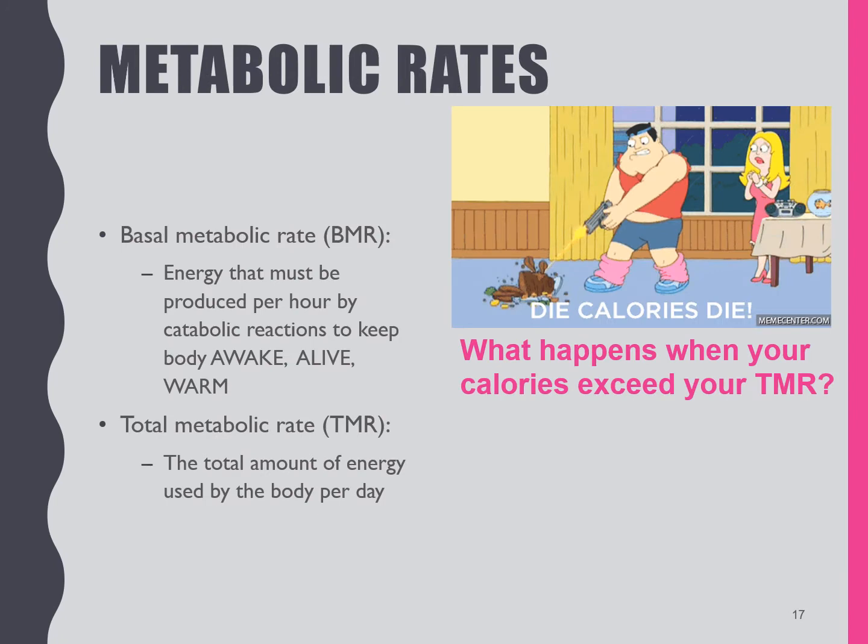I am about to demystify everything about dieting that you would ever want to know. So, two things. One, basal metabolic rate. Basal metabolic rate is the energy that your body needs to just be awake and alive and breathing, okay? Just that minimum amount of energy that you need to be alive. And then your total metabolic rate is the total amount of energy that your body is going to use per day. So then we have our food intake, right?